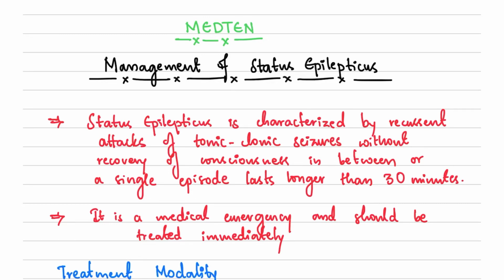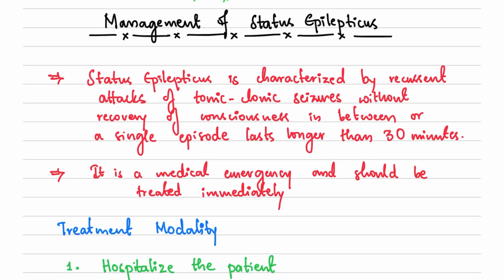So in this video we will be watching about the management of status epilepticus. Okay, so what is status epilepticus? Status epilepticus is characterized by recurrent attacks of tonic-clonic seizures without recovery of consciousness in between, or a single episode that lasts more than 30 seconds.